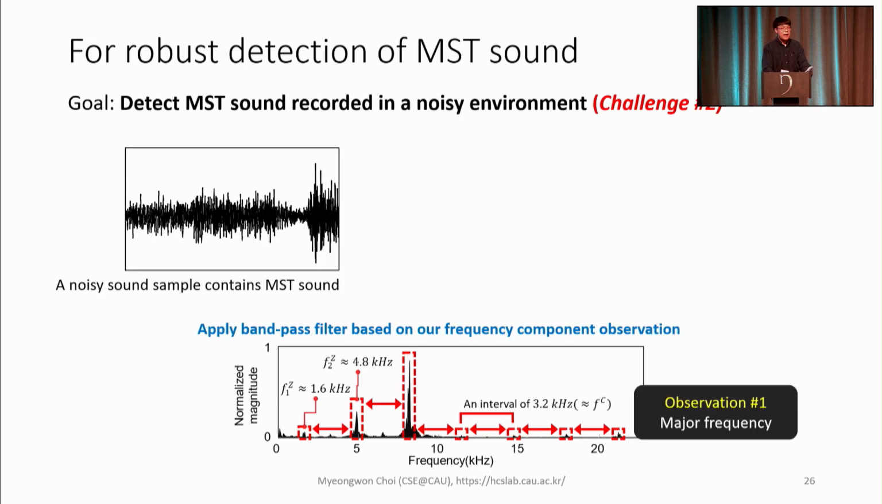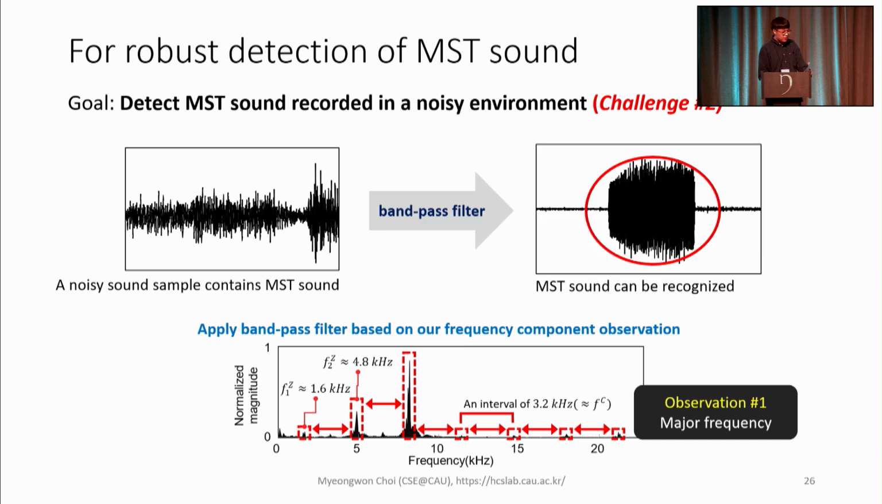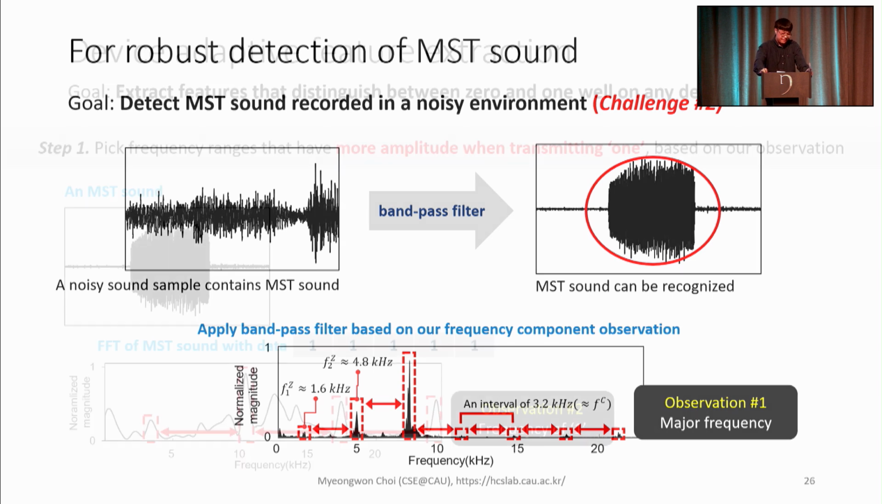To detect the MST sound among the noisy input sound segment, we first utilize the dominant frequency of the MST sound we discovered. We first apply the bandpass filter to check the dominant frequency where the MST sound is present. If the pattern of MST sound is detected, we catch it and continue to the next step.